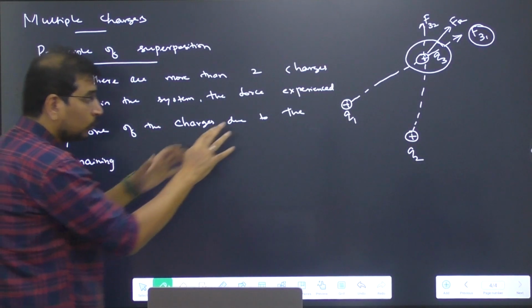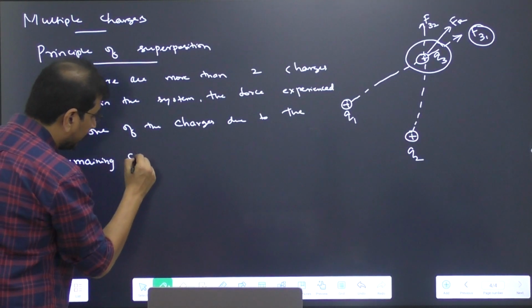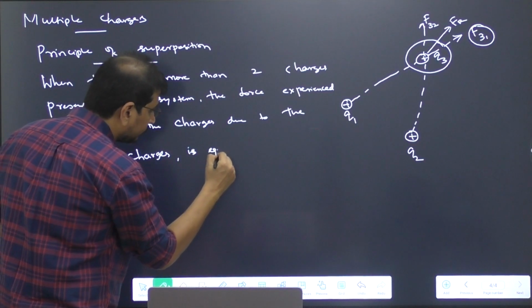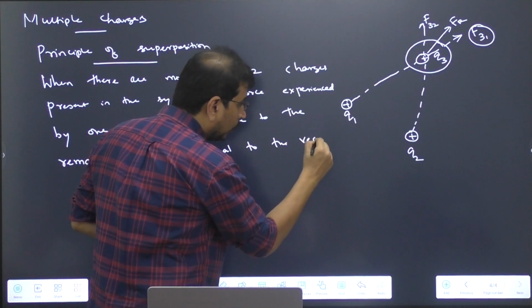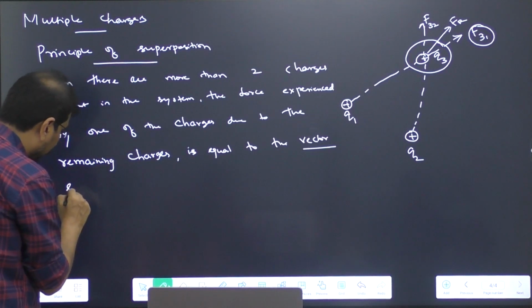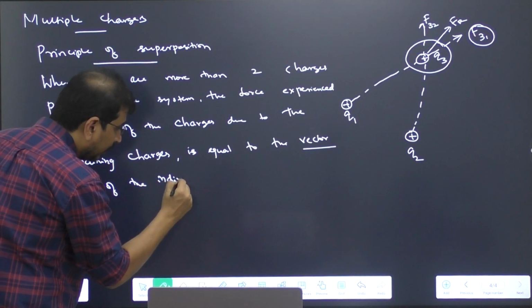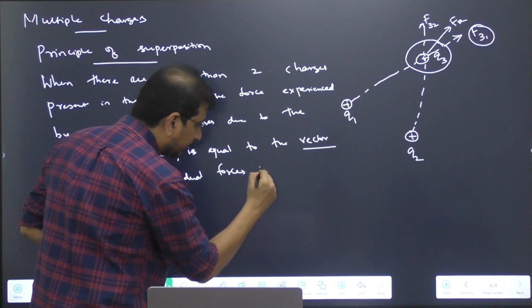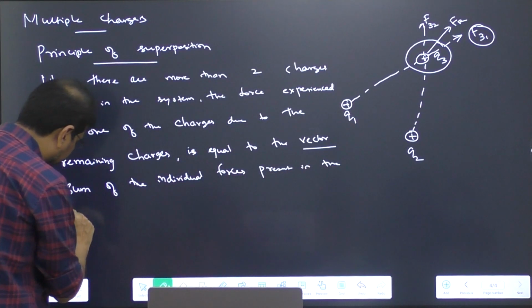See, in this example, I took 2 charges, not necessarily always will you have 3, right? So due to the remaining charges is equal to what? Is equal to the vector sum. I need to underline this. Is equal to the vector sum of the individual forces present in the system.